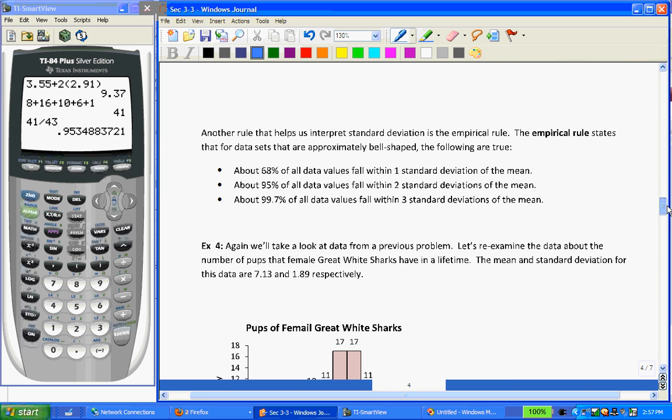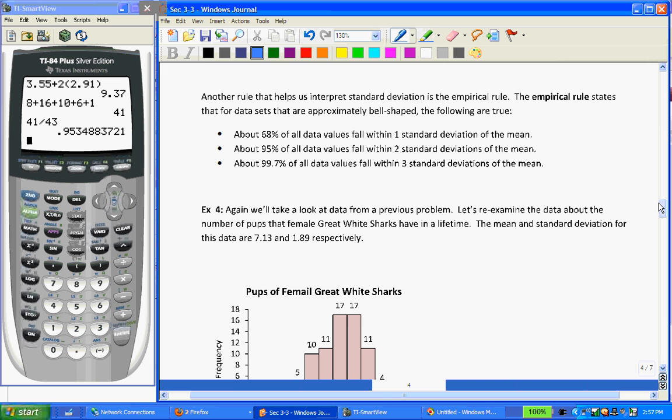Okay, some other rules about how our data falls. And helping us with interpreting standard deviation is the empirical rule. The empirical rule states that for data sets that are approximately bell-shaped, the following are true. So bell-shaped is usually going to be that symmetric data where it's steep. Most of our frequencies are concentrated in the middle and kind of tapers off into the tails.